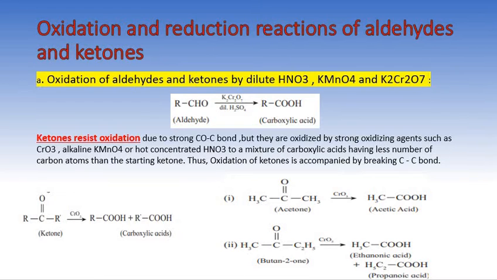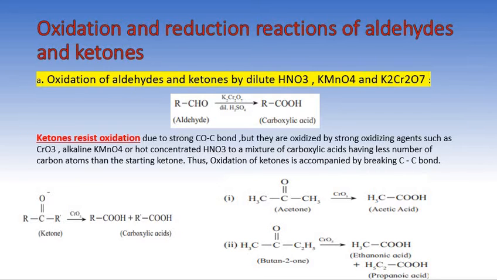but they will get oxidized by using some strong oxidizing agent like chromium oxide or alkaline KMnO4 or hot and concentrated nitric acid to a mixture of carboxylic acids, and the carboxylic acid which is formed will have fewer carbon atoms than the ketone which we have taken.